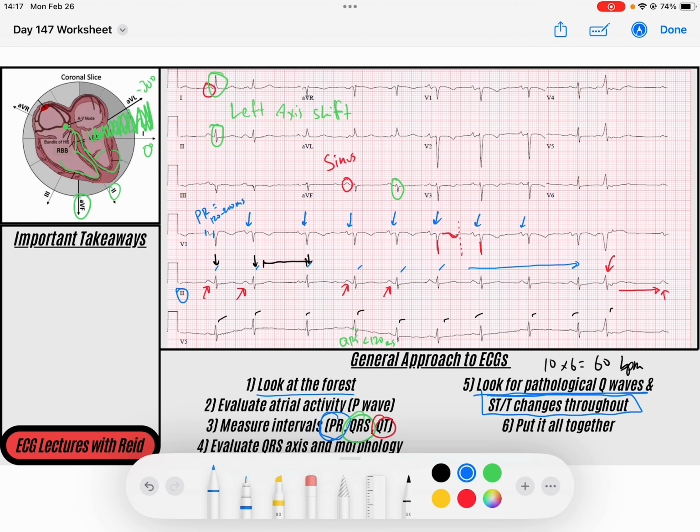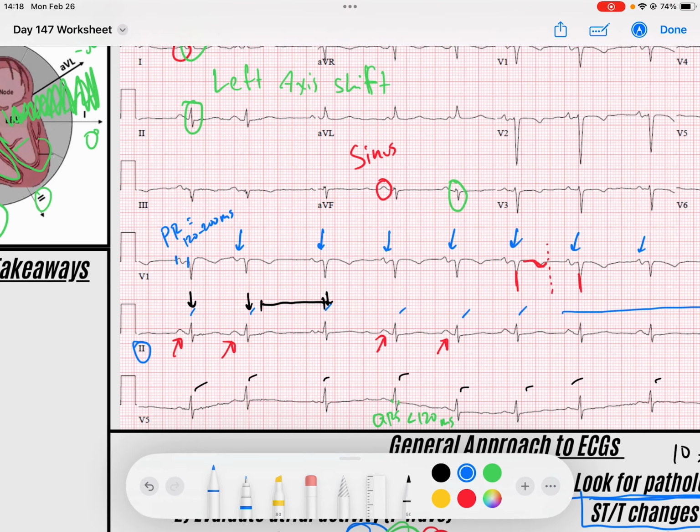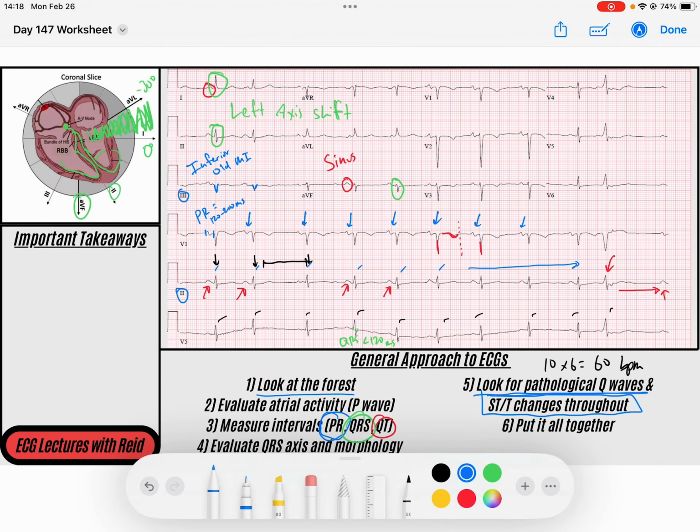Really the only thing that I note is maybe we have some Q waves here, maybe some inferior Q waves, so possible inferior old MI, right? And that might explain my left axis shift, right?